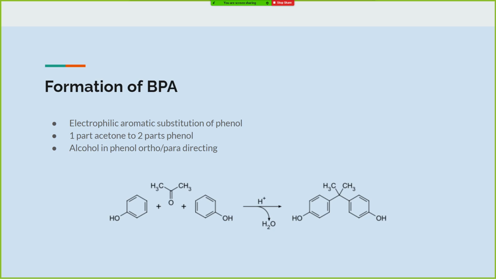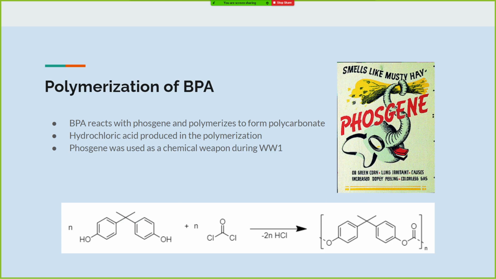Now, we know that the alcohol on phenol is an ortho-para directing group. So we can form an ortho byproduct, but that is undesired. So it's recycled back through the reactor until we get mostly the para product. From there, we can react it with phosgene gas to form the BPA polymer, polycarbonate.